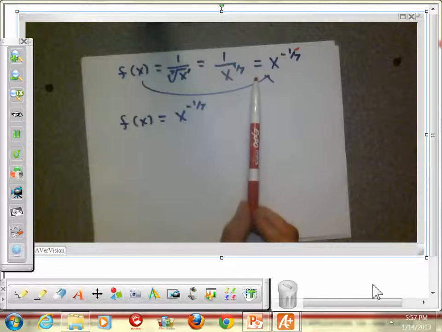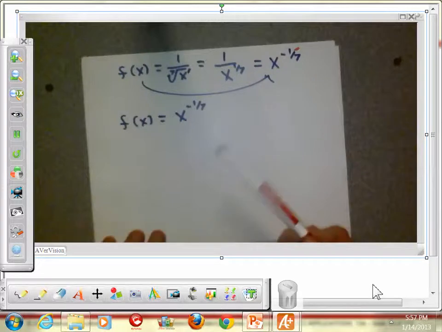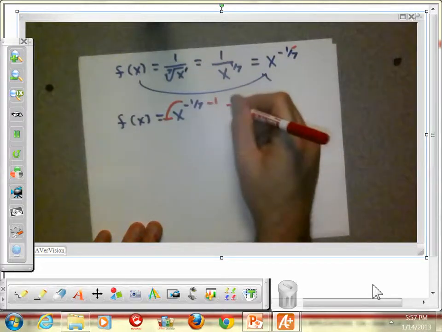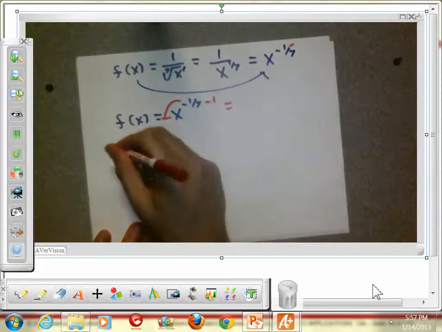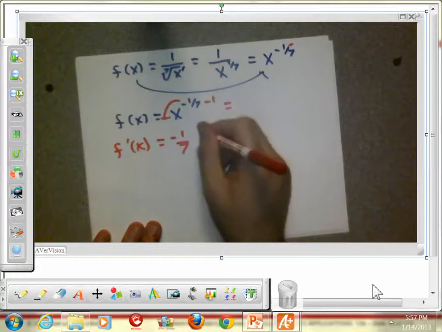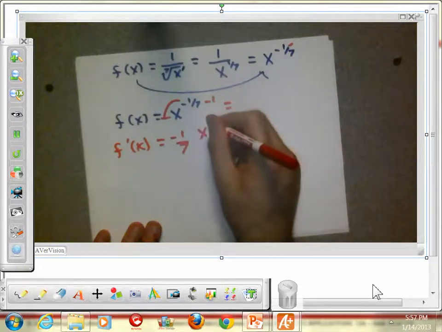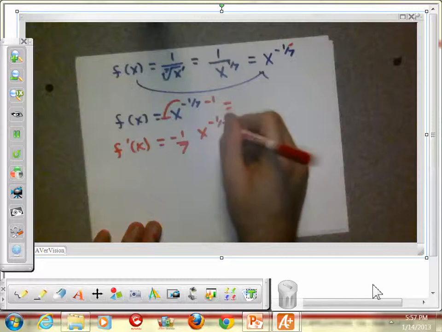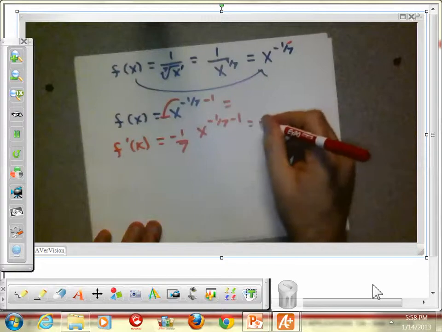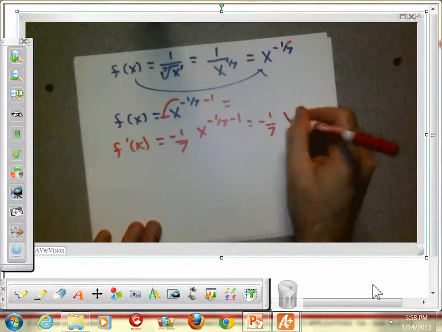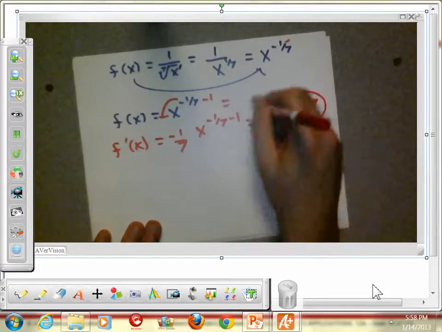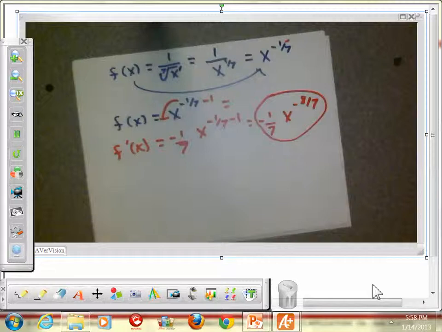So if you're a little rusty on that, make sure to get help with that right away. But what we're going to do is bring this term in front and subtract 1. So f prime of x is equal to negative 1 over 7 times x to the negative 1 over 7 minus 1. And negative 1 is 7 over 7, which is going to be equal to negative 1 over 7 times x to the negative 8 over 7. Okay? Very good. Whoever said that, it's good.